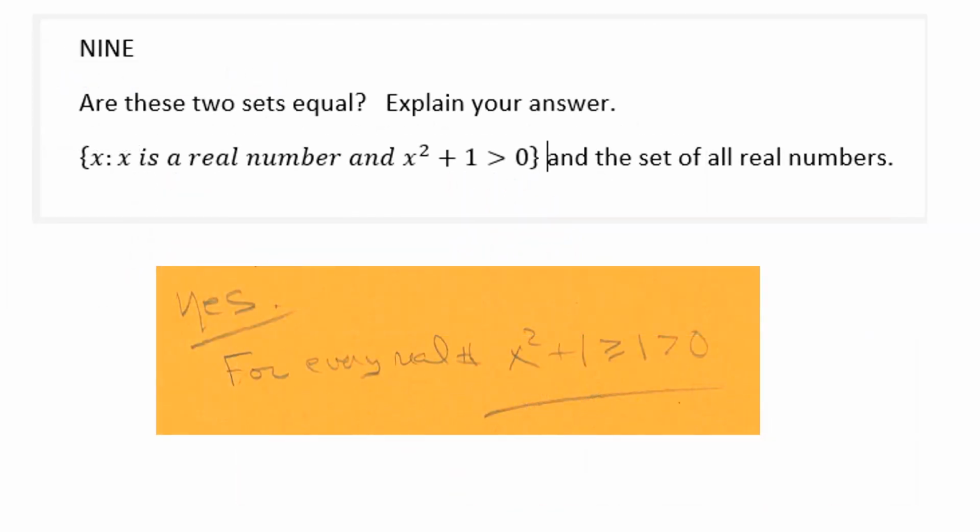Number 9, I asked, are these two sets equal? And so the answer was yes, but you also were supposed to explain your answer, and so you needed to make an argument that for every real number, x squared plus 1 is greater than 0, and that can be enough for you to prove that these two sets are in fact equal.